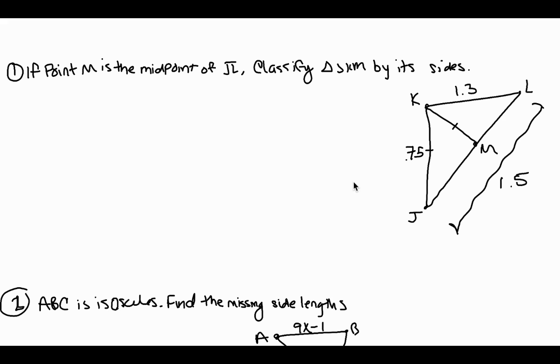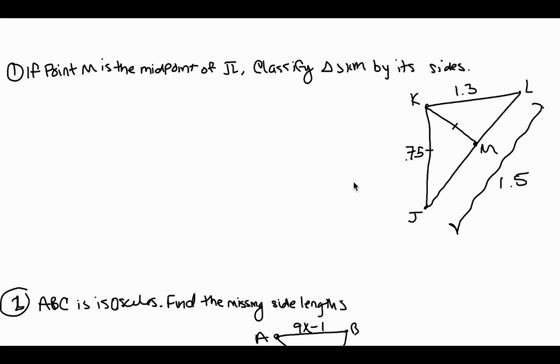Okay, today we will be talking about classifying triangles and finding missing sides of triangles using some algebra. So we're taking what we learned last class and we're applying it to this new method. So the first question here, we have a triangle and we have some information. If point M is the midpoint of JL, classify JKM by its sides.